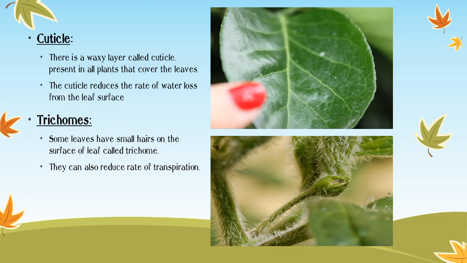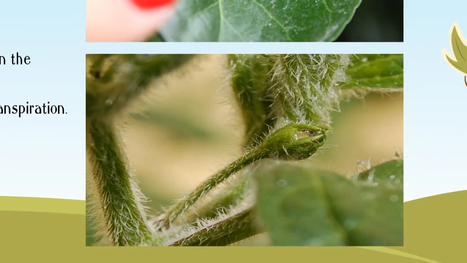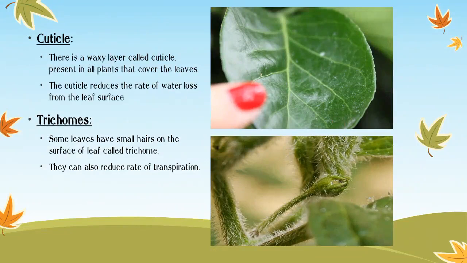Trichomes. Some leaves have small hairs on the surface of the leaf called trichomes. Here you can see in the diagram. Some leaves have small hair-like structures. These hair-like structures are called the trichomes. They can also reduce the rate of transpiration.